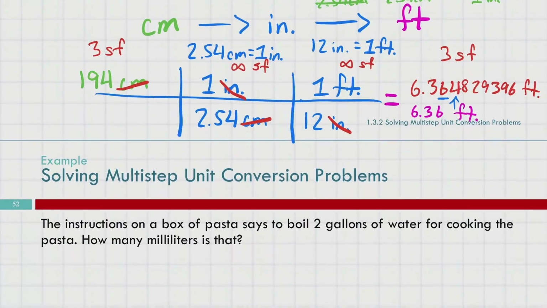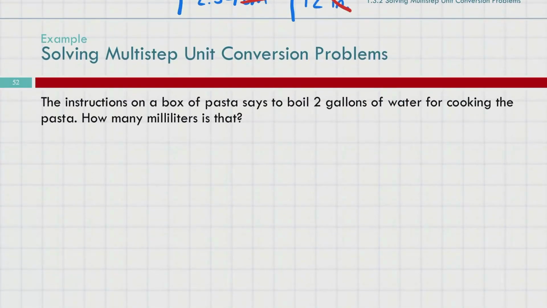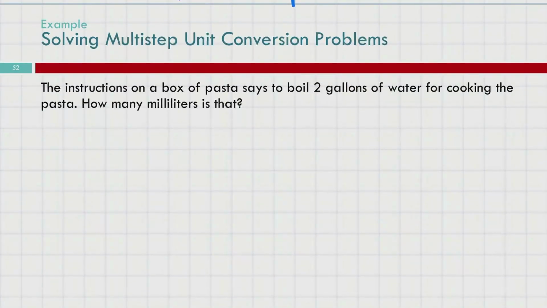All right, the instructions on a box of pasta says to boil 2 gallons of water for cooking the pasta. How many milliliters of water is that? So we will want to access our handy dandy yellow sheet. What are we given in this problem? 2 gallons. How do we know that 2 gallons is the given?